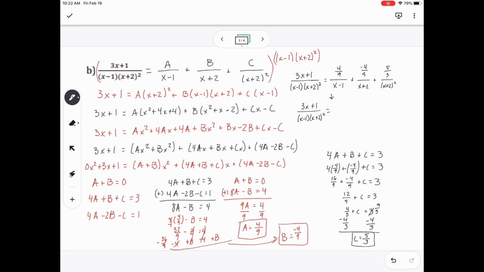So we actually can multiply by the reciprocal, which makes the first fraction 4 over 9 times x minus 1. Same thing with the next one, negative 4 over 9 times x plus 2, and 5 over 3 times x plus 2 squared. And then that would be our following answer because of that.